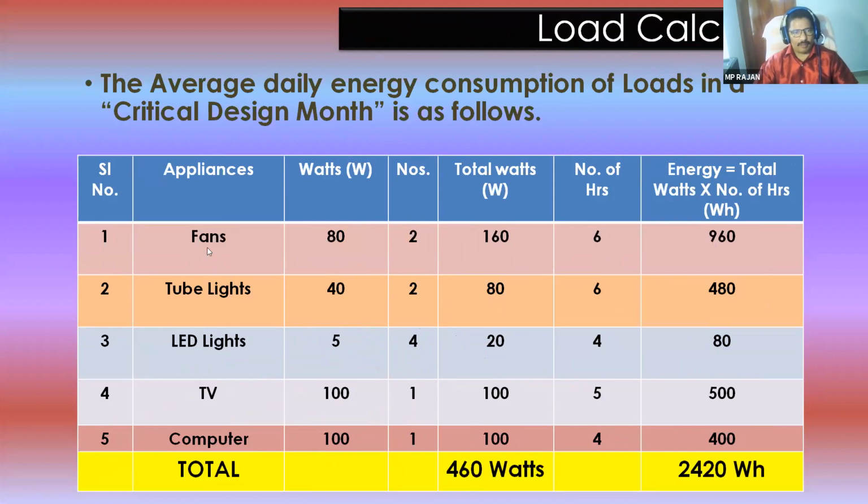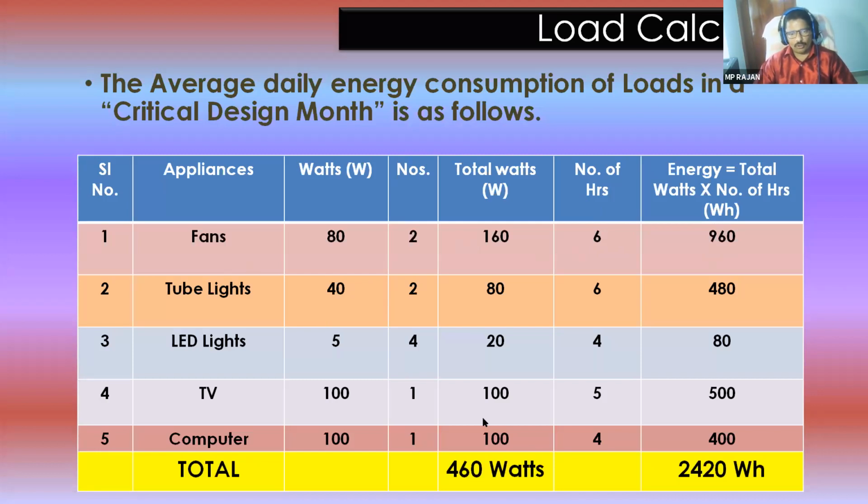Let us see. For example, fans are 80 watt, two fans are there. So 160 watt is the connected load, and if you are using it for 6 hours, your energy consumption will be 960 watt hours. Watt into hours. Like this you can calculate, summarize how many loads are there and what is the rating of each. You can do this in your house also.